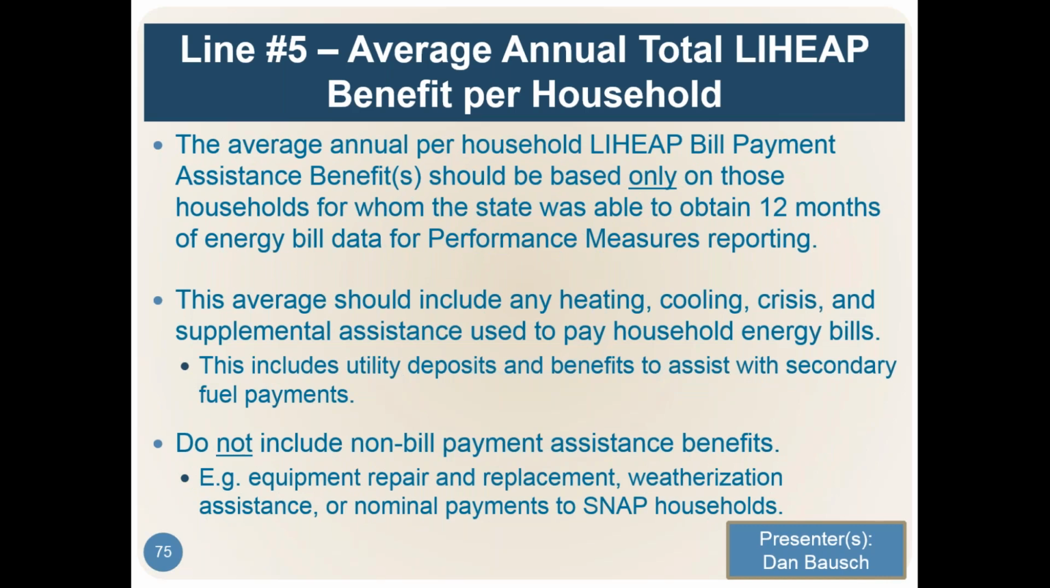So this is just some additional information about how to calculate those averages. Bill payment assistance is a concept we talked about in the recent household report webinars, and that's really any benefit that goes to pay a share of household energy bills. So regular heating assistance, regular cooling assistance, or crisis assistance, but it wouldn't include non-bill payment assistance, which is things like repair and replacement of equipment, weatherization, or any nominal payments that you make to SNAP households.